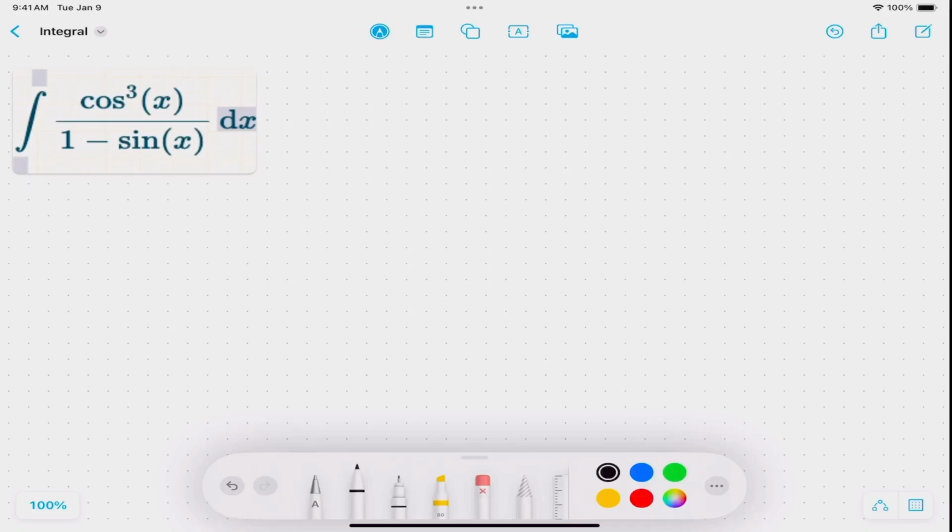Hello everyone, in this video we're going to be solving this integral, and I thought I'd show you some clever techniques commonly used to solve these types of integrals and also some useful formulas.